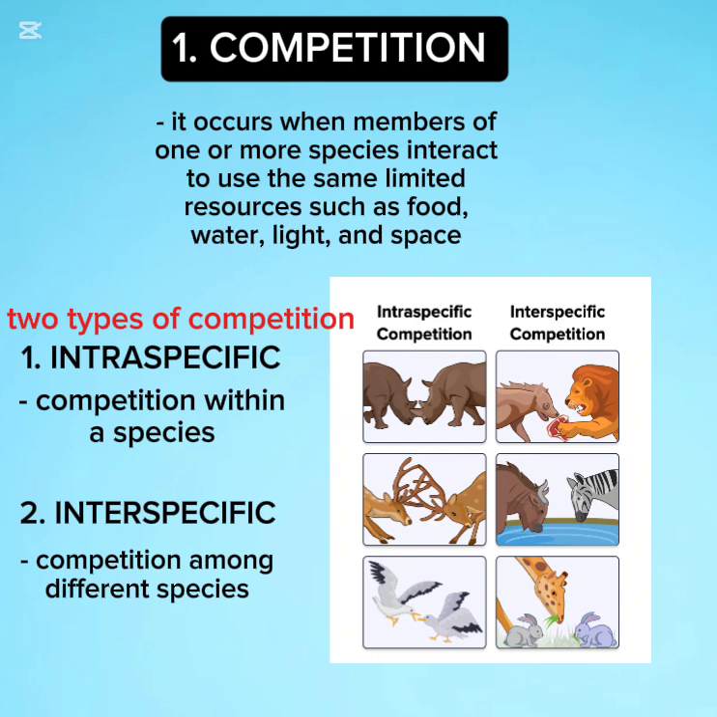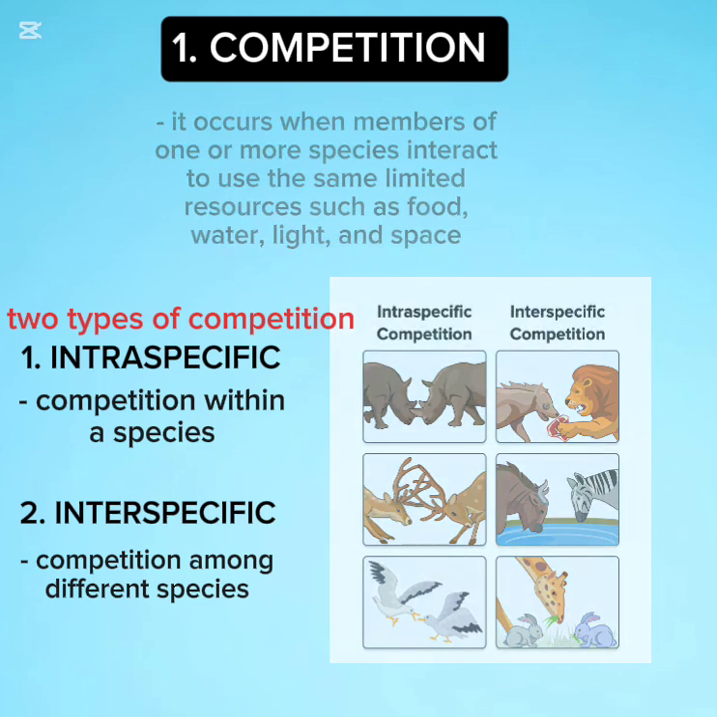Interspecific competition refers to competition between individuals or populations of different species that rely on similar resources in an ecosystem, such as food, water, shelter, or space. This type of competition can impact population dynamics, species distribution, and ecosystem structure.